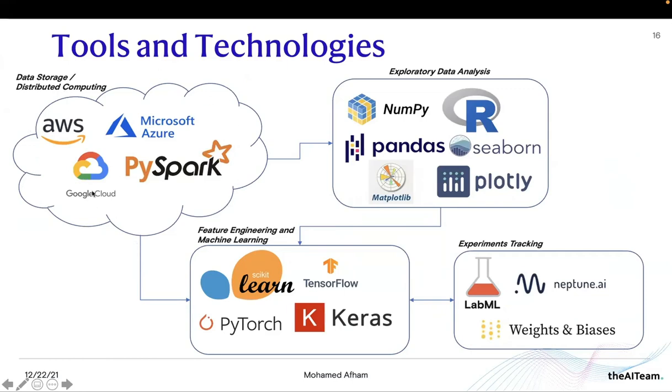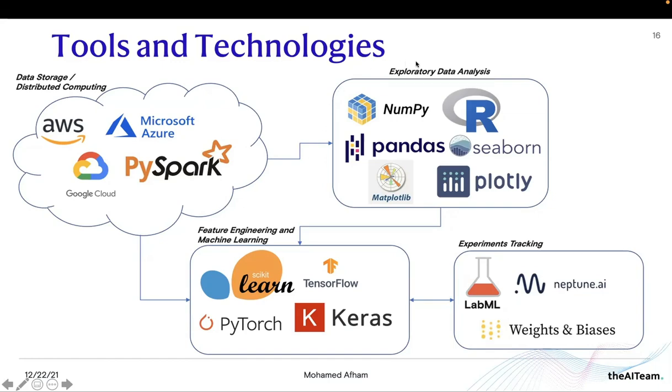Everything starts with the data storage or the distributed computing part. You need to have a place where you can store lots of data or do distributed processing, because your local machine might not be enough for large scale machine learning projects. So we have cloud service providers such as AWS, Microsoft Azure, and Google GCP. And also PySpark is a distributed computing technology which you can use for your machine learning projects.